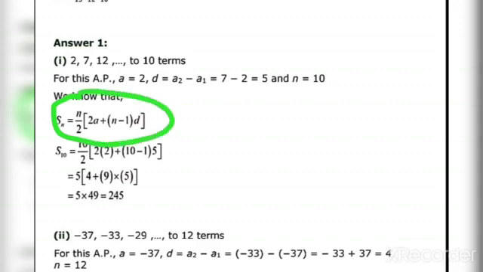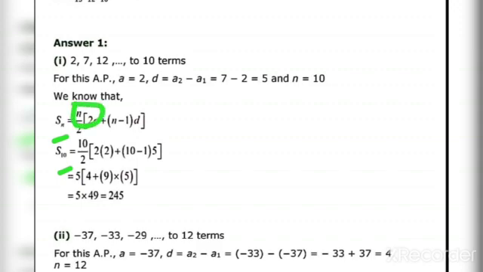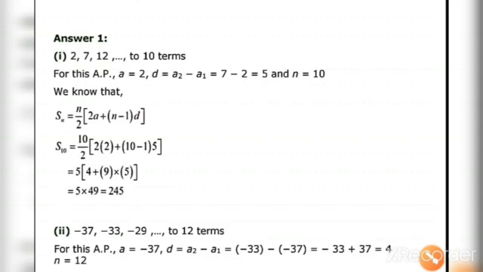So that is Sn is equal to n by 2 in the bracket 2a plus (n minus 1) into d. This is the formula for finding the sum of the terms of an arithmetic progression. One by one, we put the values. In place of n I put 10 here, and in place of a, put the value of a, that is 2.